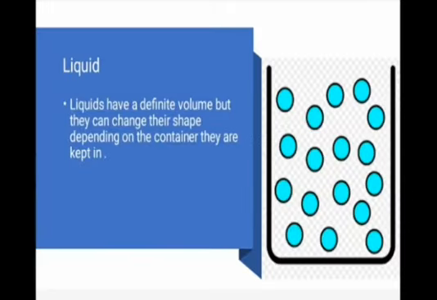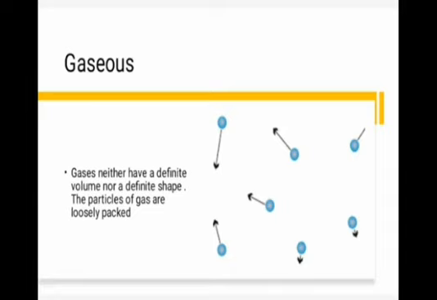Moving to the next, that is liquid state. In liquid state, the molecules are a little loosely packed to each other. That is why the liquids have a definite volume but not a definite shape. They change their shape depending on the container in which they are kept. So that is why the particles in a liquid are not so closely packed as those in a solid.